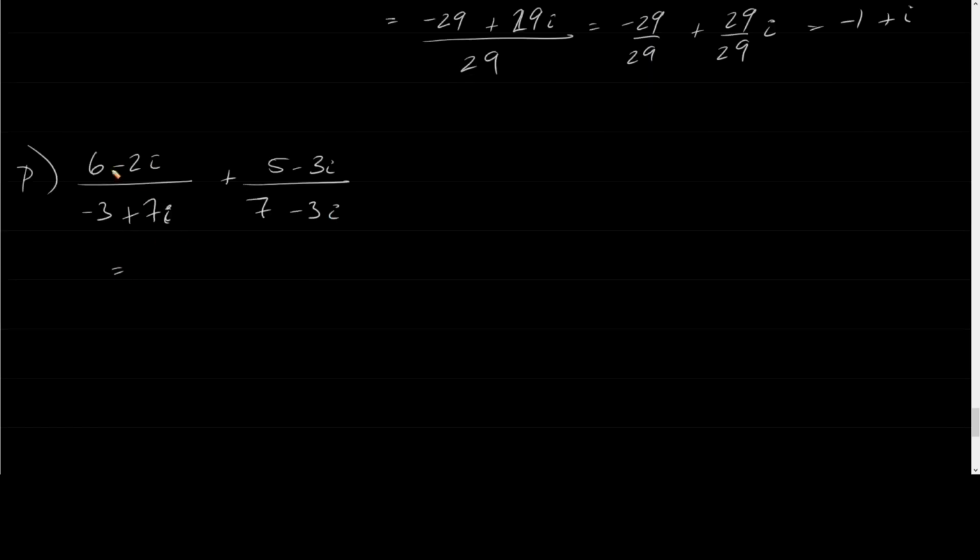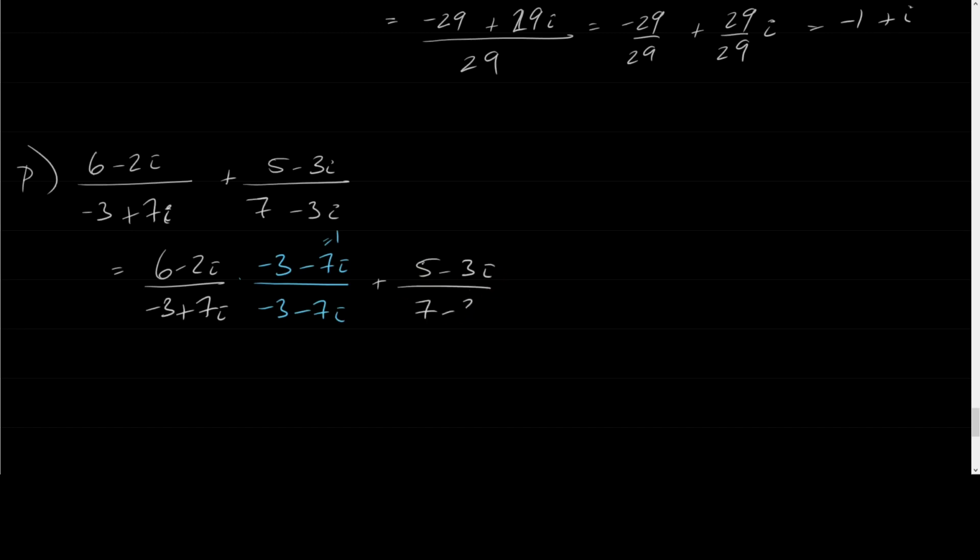So let's see what we mean. What we're going to say here is this first one, 6 minus 2i over negative 3 plus 7i. That one, I'm going to multiply by its conjugate. So that's going to be by negative 3 minus 7i over negative 3 minus 7i. And again, notice that here what we're doing is multiplying by 1, because multiplying by 1 does not change anything. And then we have this plus 5 minus 3i over 7 minus 3i. And we're going to multiply this by the conjugate of the denominator over itself, because again, that's just equal to 1, and multiplying by 1 changes nothing. So at this point, look at the denominators, and here I have the product of conjugates.